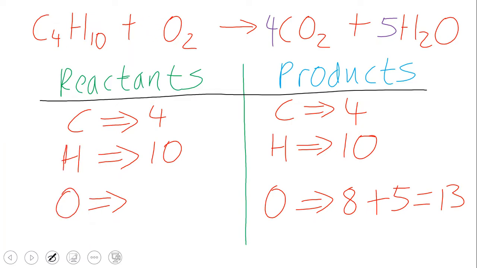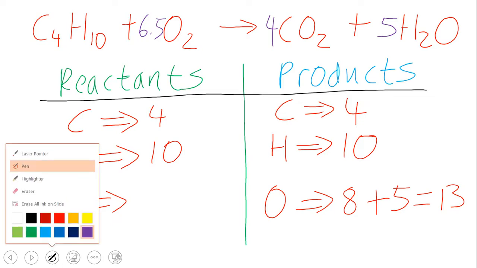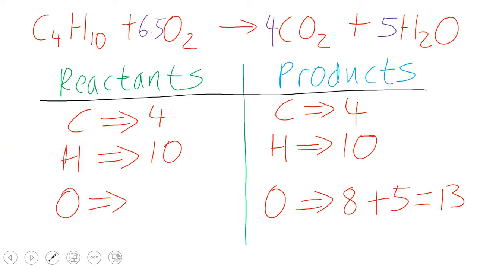So let's use 6.5. Let's see if everything is balanced. Notice that for carbon we have 4, and for carbon on the product side we have 4. For hydrogen we have 10, and for hydrogen here 5 times 2 is 10, so we have 10. For oxygen on the reactant side we have 6.5 times 2, and that gives us 13.